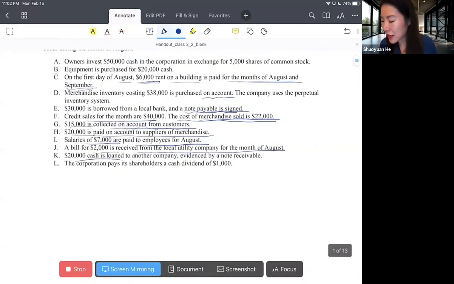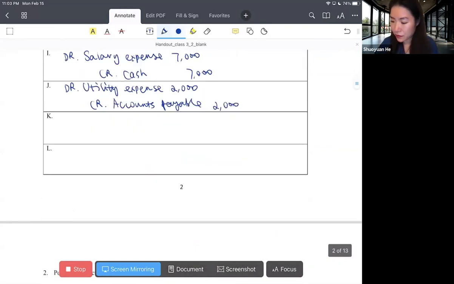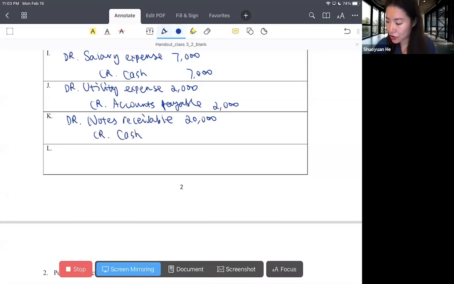Next one, 20,000 cash is loaned to another firm, evidenced by notes receivable. Which means the cash goes down by 20,000. And then it is a notes receivable for the firm. Debit notes receivable for 20,000 and credit cash for 20,000.